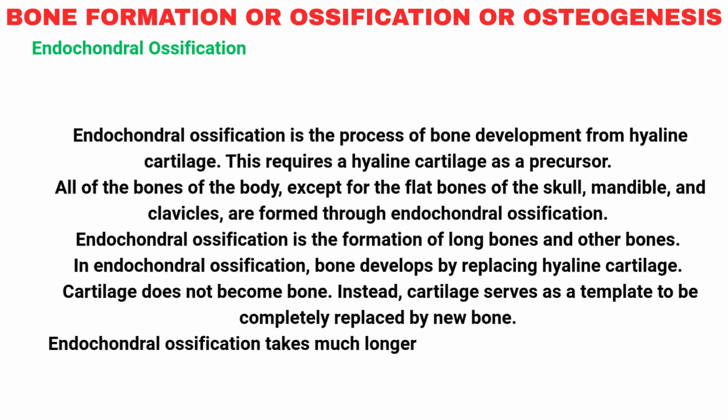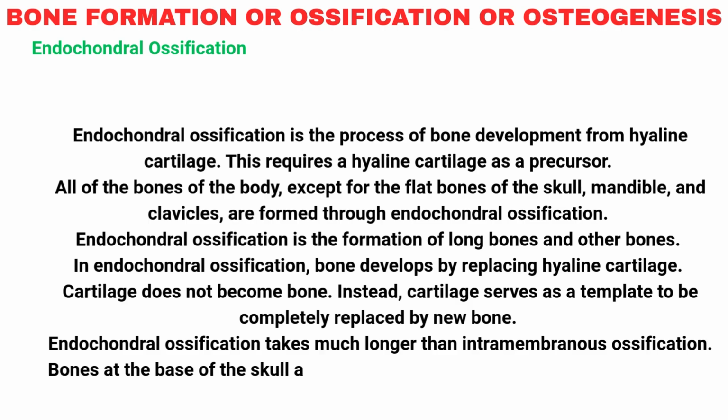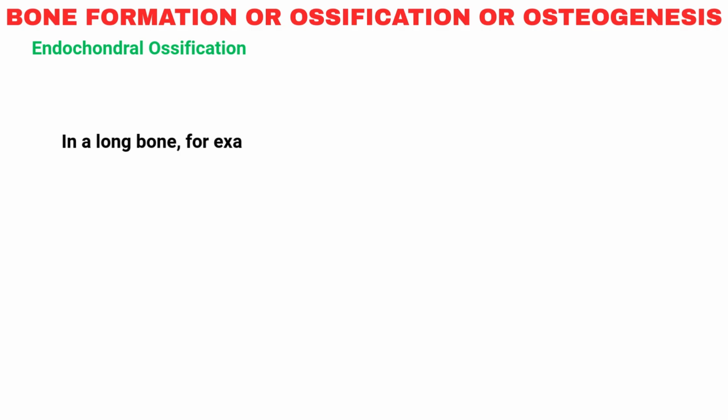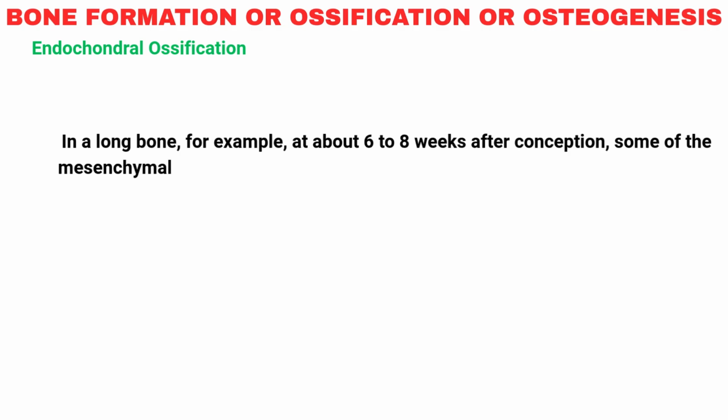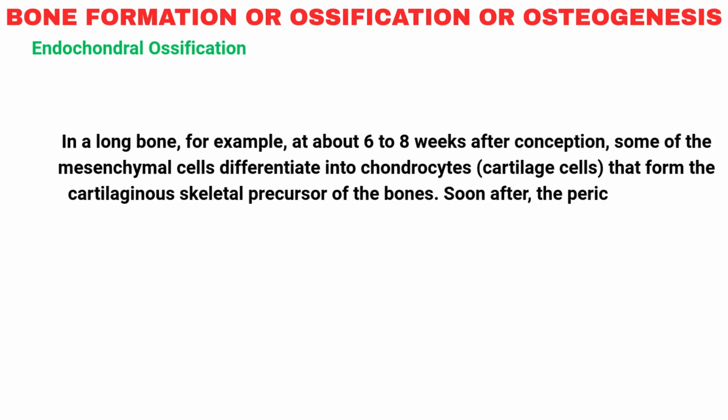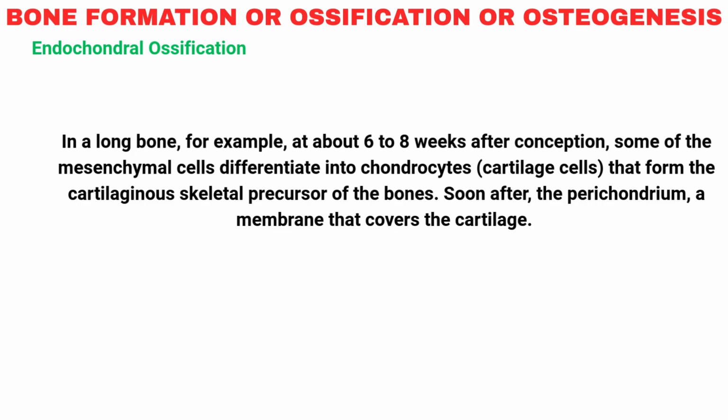Endochondral ossification takes much longer than intramembranous ossification. Bones at the base of the skull and long bones form via endochondral ossification. In a long bone, for example, at about 6 to 8 weeks after conception, some of the mesenchymal cells differentiate into chondrocytes, that is, cartilage cells, that form the cartilaginous skeletal precursor of the bones. Soon after, the perichondrium forms, a membrane that covers the cartilage.